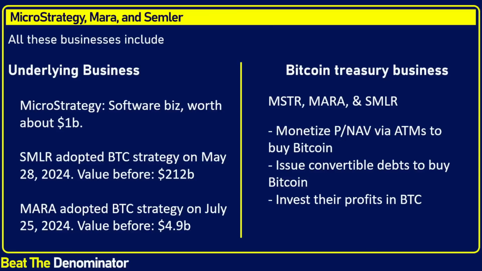So all of these businesses can be thought of as two businesses, really. You have an underlying business: for MicroStrategy, selling business intelligence software; for Semler Scientific, selling a medical device; and for Mara, mining Bitcoin. That's the underlying business. You make money in this business via the income statement, via the revenue line, the top line of the income statement. That's how you make money.